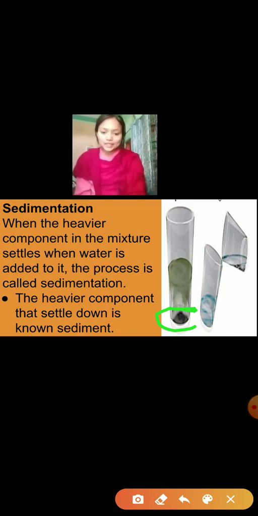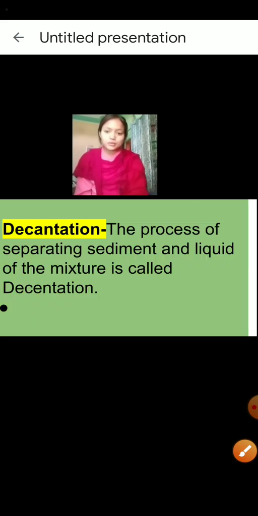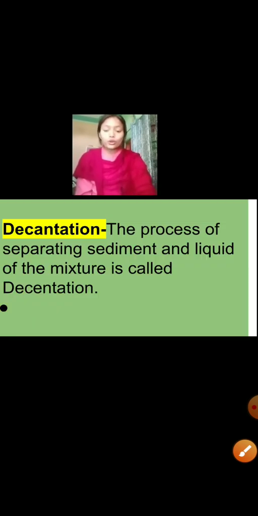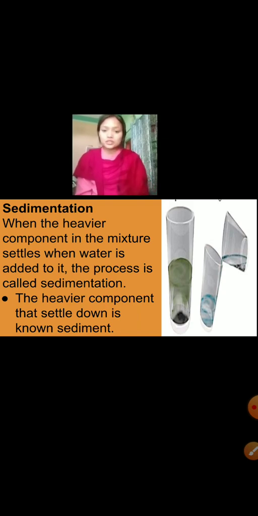known as decantation. What is the process name? Decantation. The process of separating sediment and liquid of a mixture is known as decantation. What is the decantation process? As we have done sedimentation, it is a part of sedimentation only.